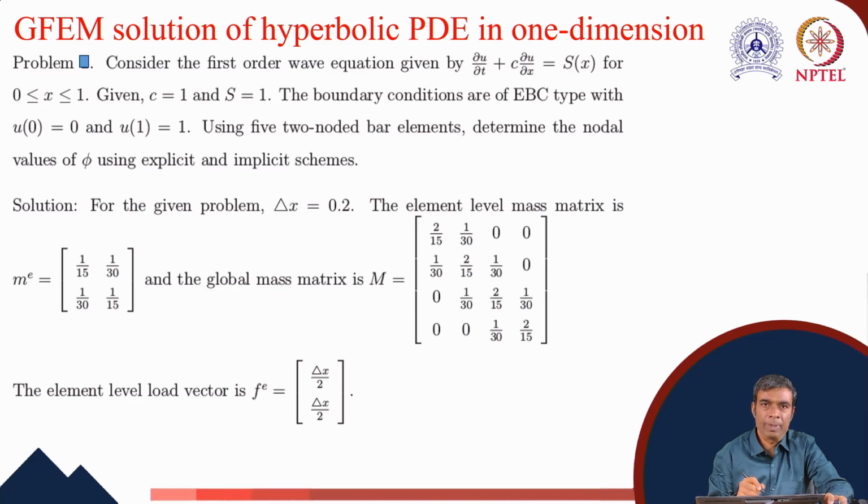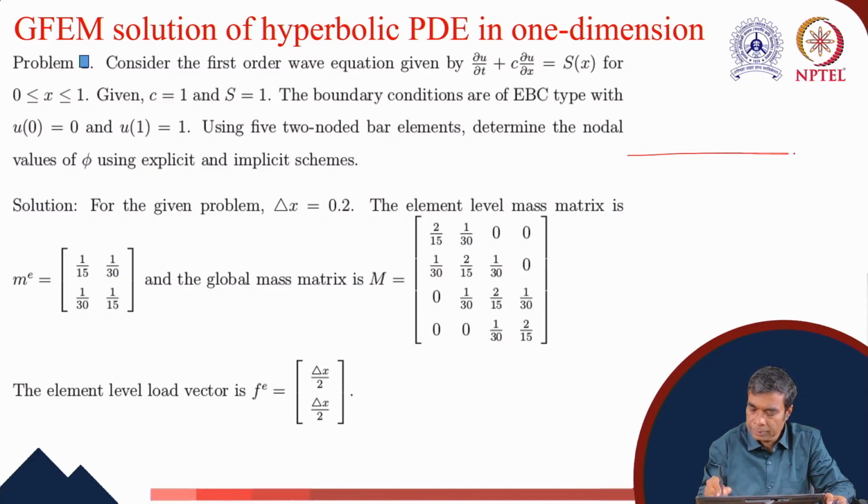As an example, hyperbolic PDE problem. So we shall consider the same governing equation, del u del t plus c del u del x equals to the source term within the domain 0 to 1, and then our wave speed is given as 1 meter per second and the source term value is also 1, and both the boundary conditions are of essential type. So the left hand side boundary is a homogeneous boundary, and the right hand side boundary is a non-homogeneous boundary, and we use this as a model problem for one dimension with 5 elements or the 6 global nodes.